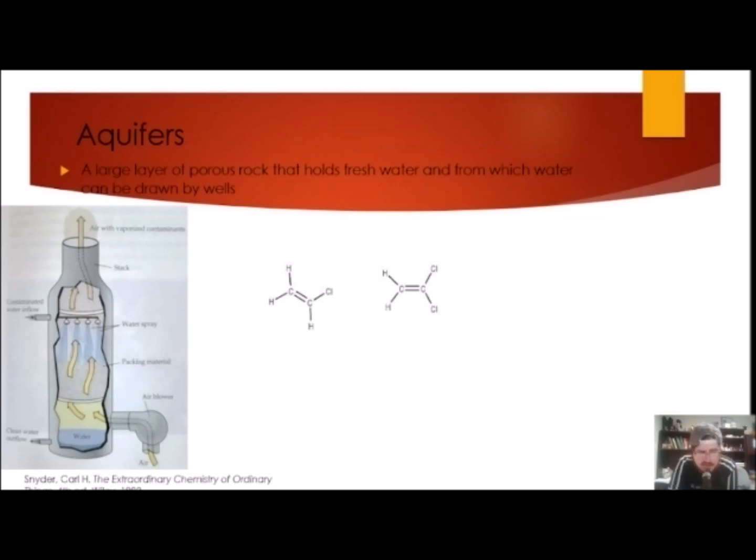Now, we have 3 times as much groundwater as we have above ground fresh water. So things like aquifers are kind of important. An aquifer is a large layer of porous rock that will hold our fresh water, from which water can actually be drawn from wells. Now, these aquifers make up 97% of freshwater supplies.